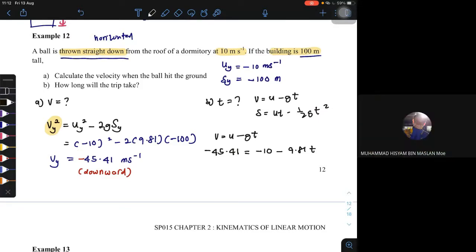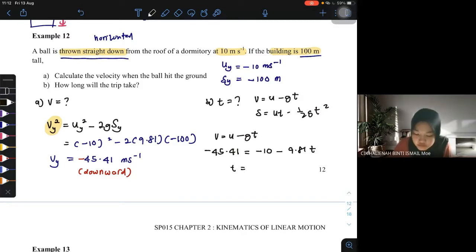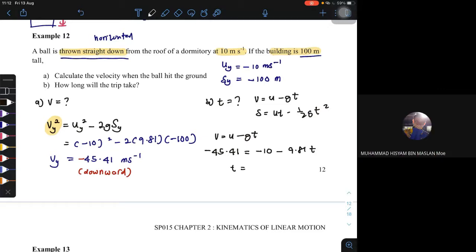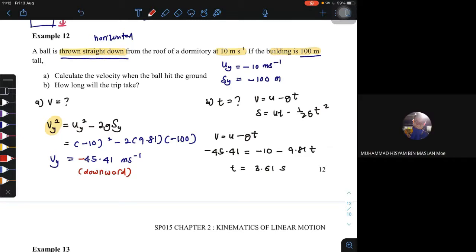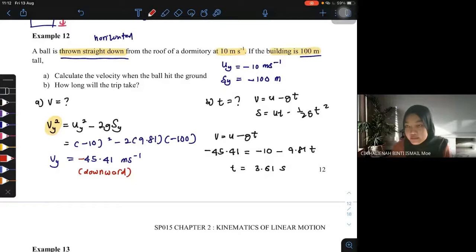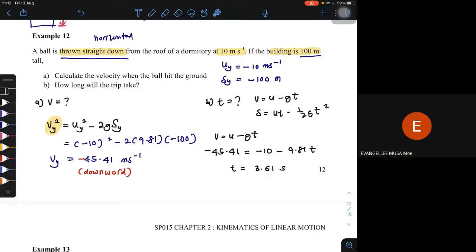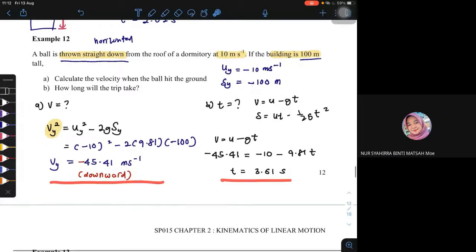T is equal to 3.61. Berapa dia? So 3.61 second. Actually kamu sepatutnya dapat negatif kan dekat sini. Kamu dapat negatif kan? Bukan bahagi negatif kereta. Dia potong tu negatif. Okay. So semua dapat 3.61. Dapat. Ya. Any question?